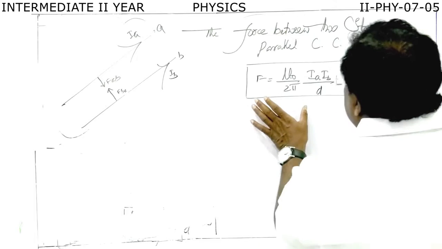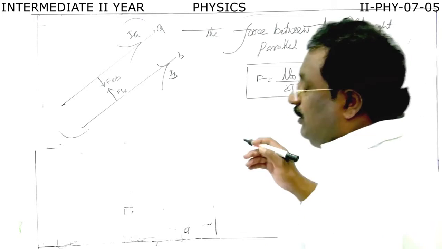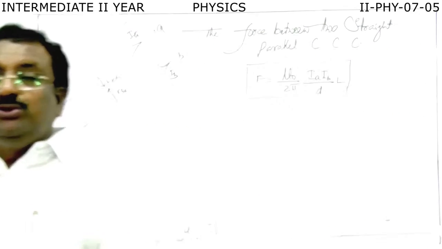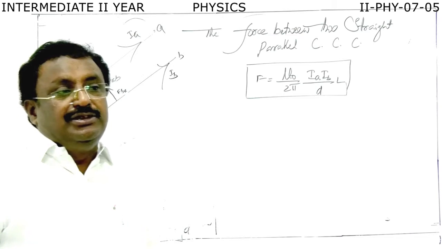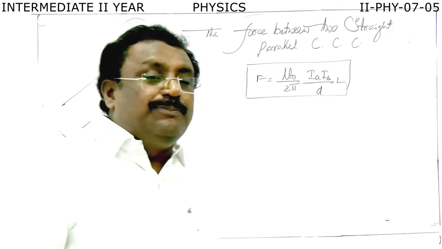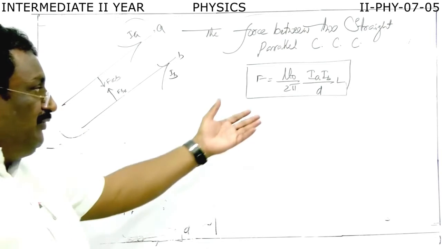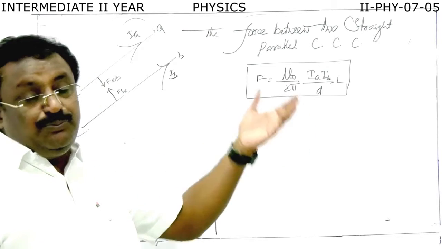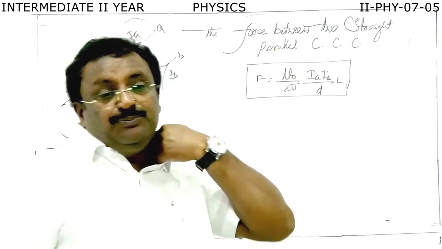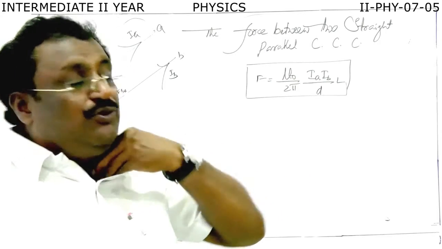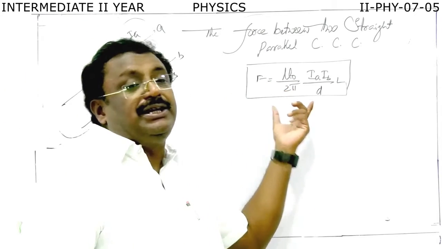So what is this? The force between two straight conductors. There are two current carrying conductors, both side by side, both parallel to each other. Then the force between them we can write like this. The force on a current carrying conductor, the force between two straight parallel conductors.